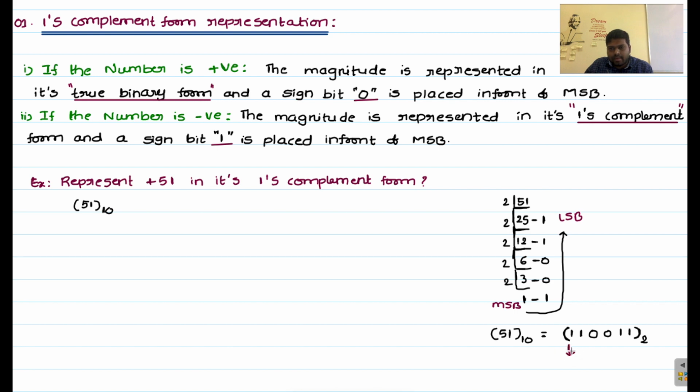Here I am writing this is MSB and this one is LSB, least significant bit and most significant bit, right? So this is the normal representation for the given 51 base 10, 110011 base 2. Now you can add a sign in front of this decimal number, that means plus 51 base 10. So the given number is a signed number, whether it is a positive sign or a negative sign.